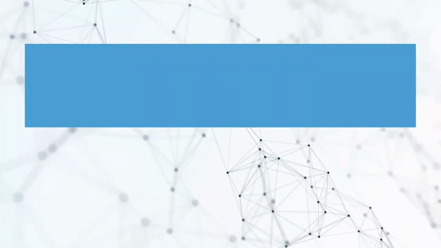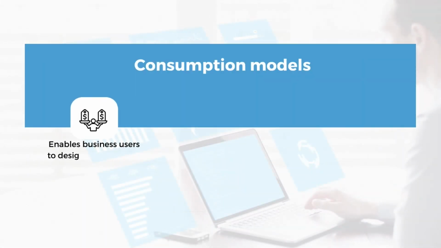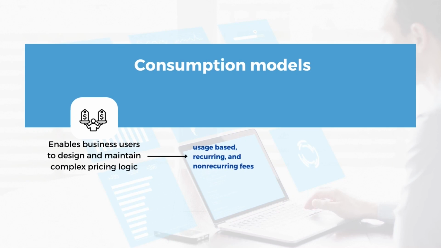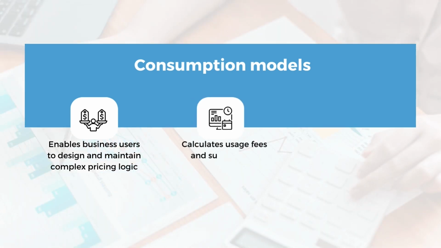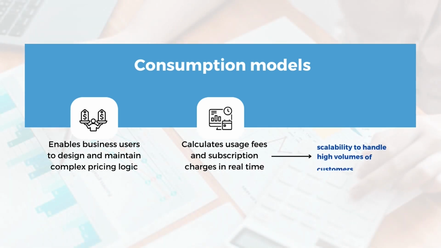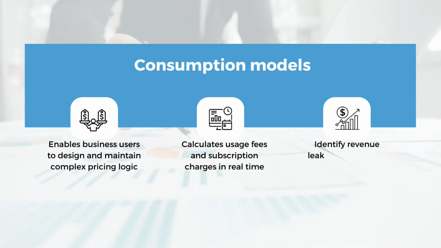When speaking more specifically to consumption models, it enables business users to design and maintain complex pricing logic that can include usage-based, recurring, and non-recurring fees in addition to prices based on time, volume, and zone. SAP also calculates usage fees and subscription charges in real time with the scalability to handle high volumes of customers and transactions, as well as being able to identify revenue leakage by tracking and analyzing the data that is being transferred from charging to billing.